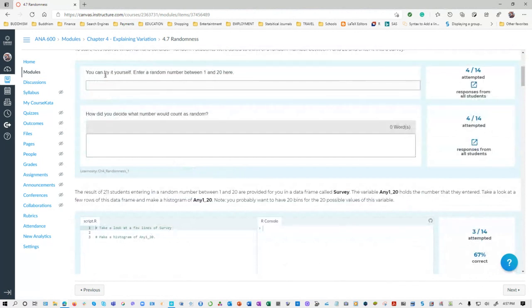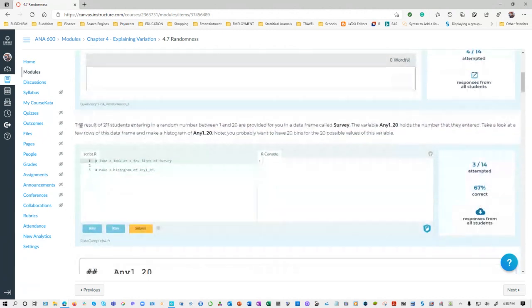If you try it yourself, enter a random number between 1 and 20, any number. Let's say I'm going to put 5 here. How did you decide what number would count as random? Any number between 1 and 20 is going to be a random number.